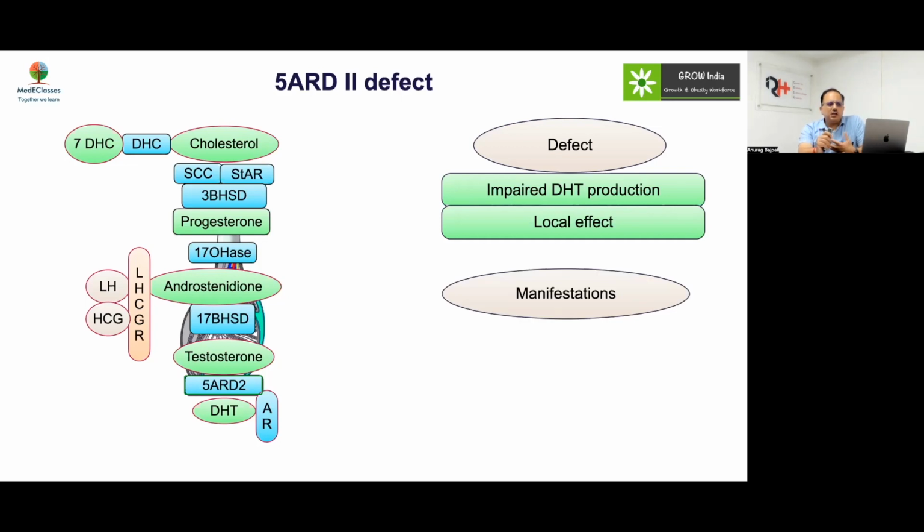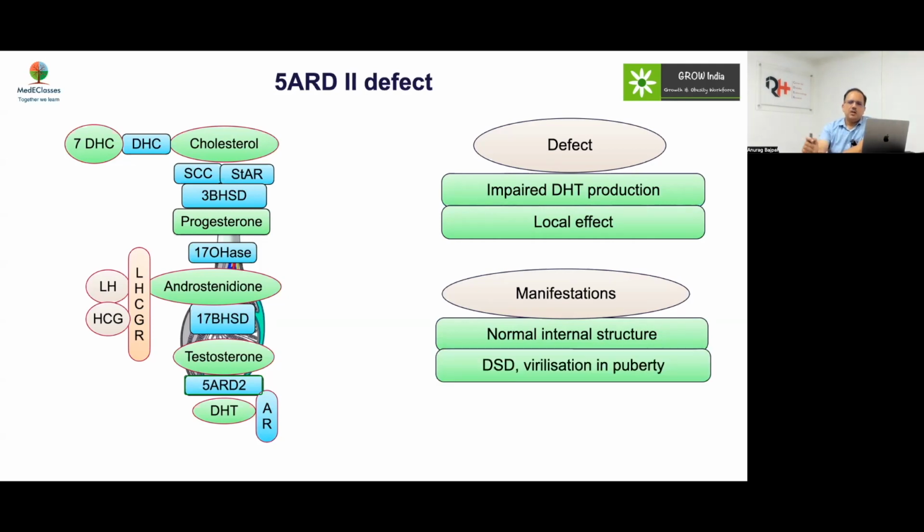because during the stage of development, the peritesticular areas are bathed in a very high level of testosterone. The Wolffian duct maturation, the prostate development, and all the other factors are not really affected in that regard. So you have normal internal structures. You will have, however, DSD, and you may also have very significant virilization in puberty. This is basically because as puberty happens, your testosterone levels increase a lot, and this will result in virilization.